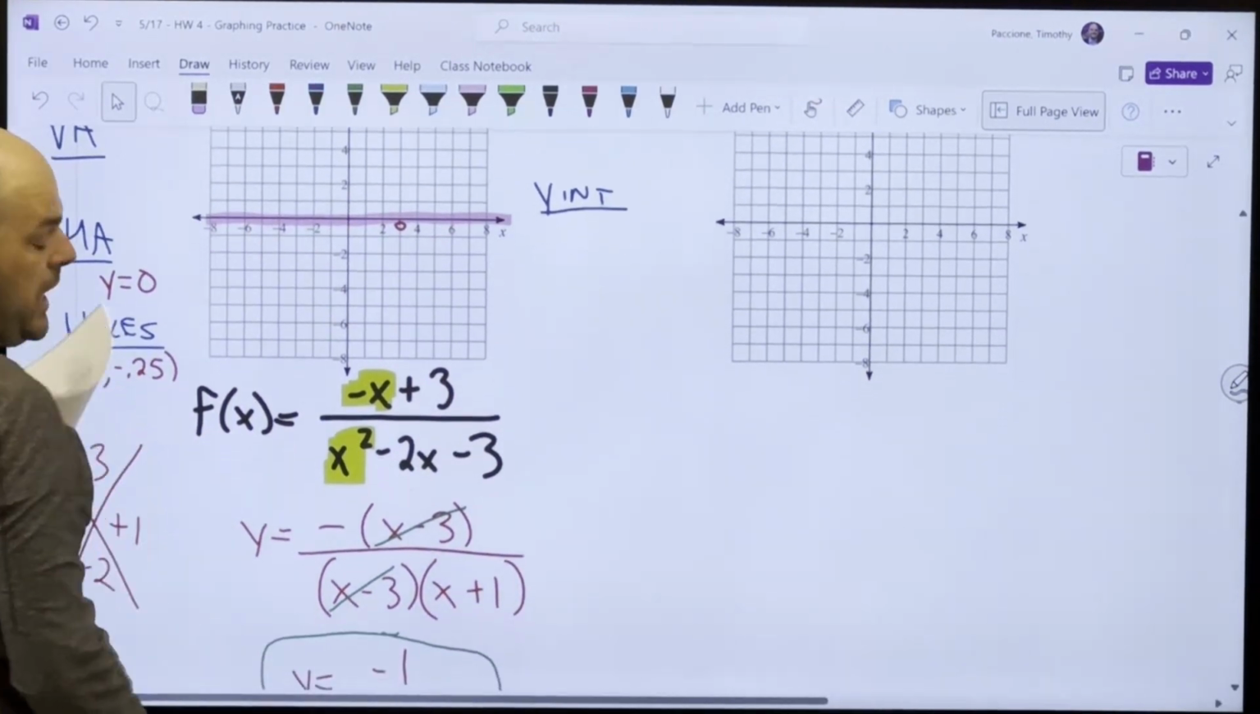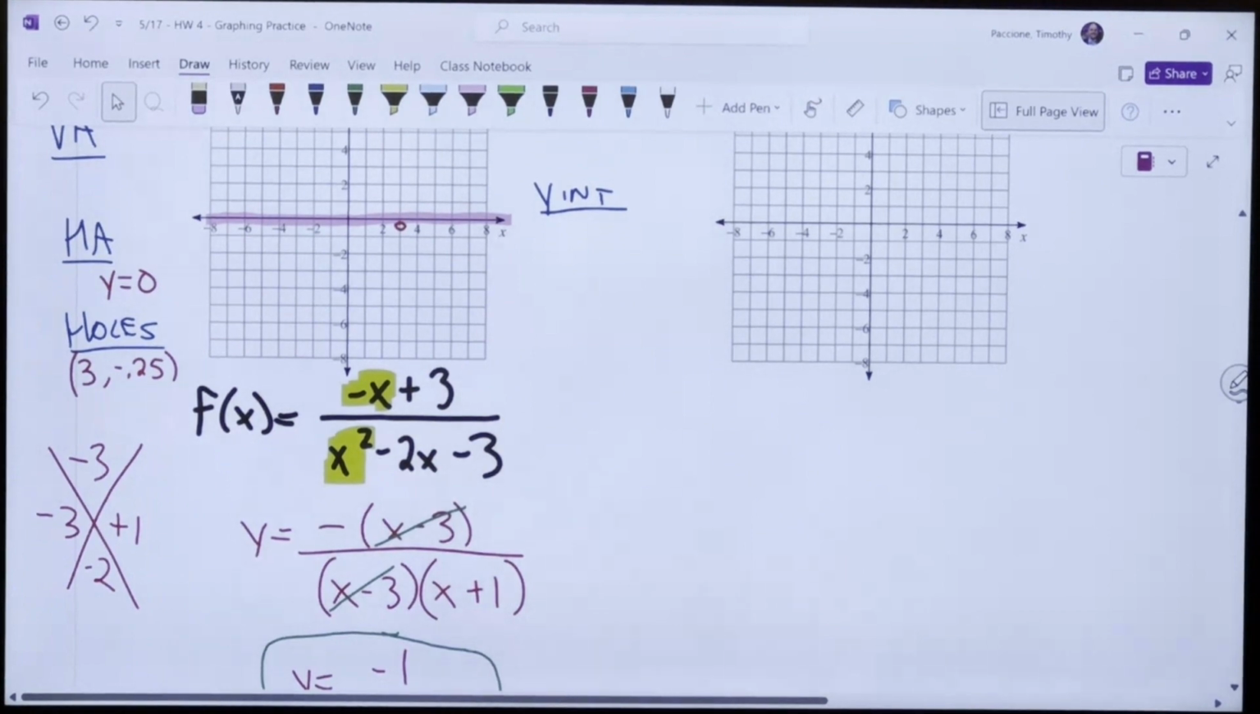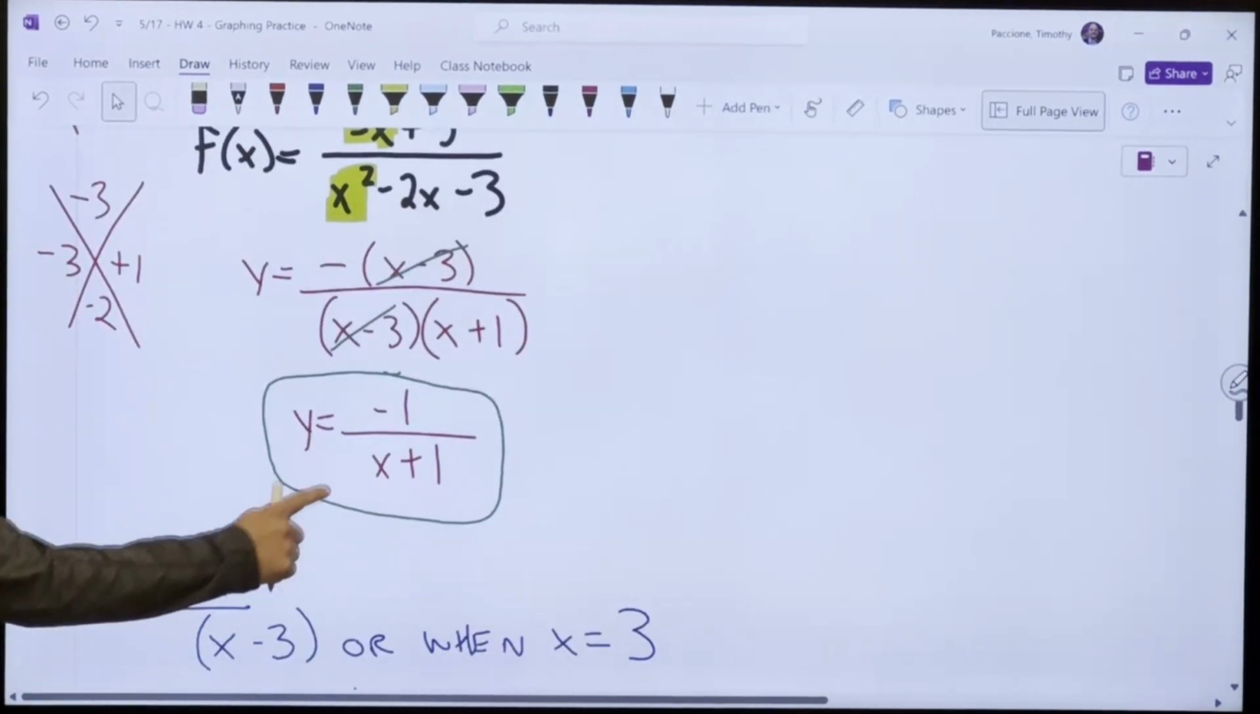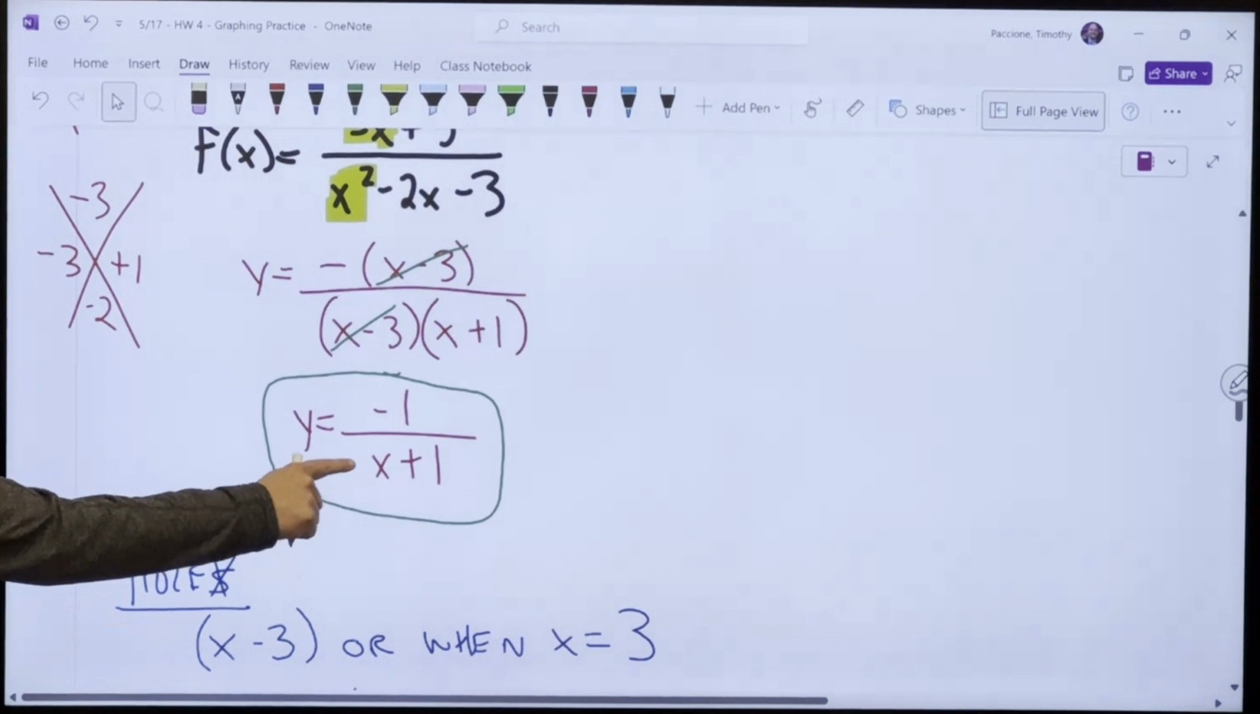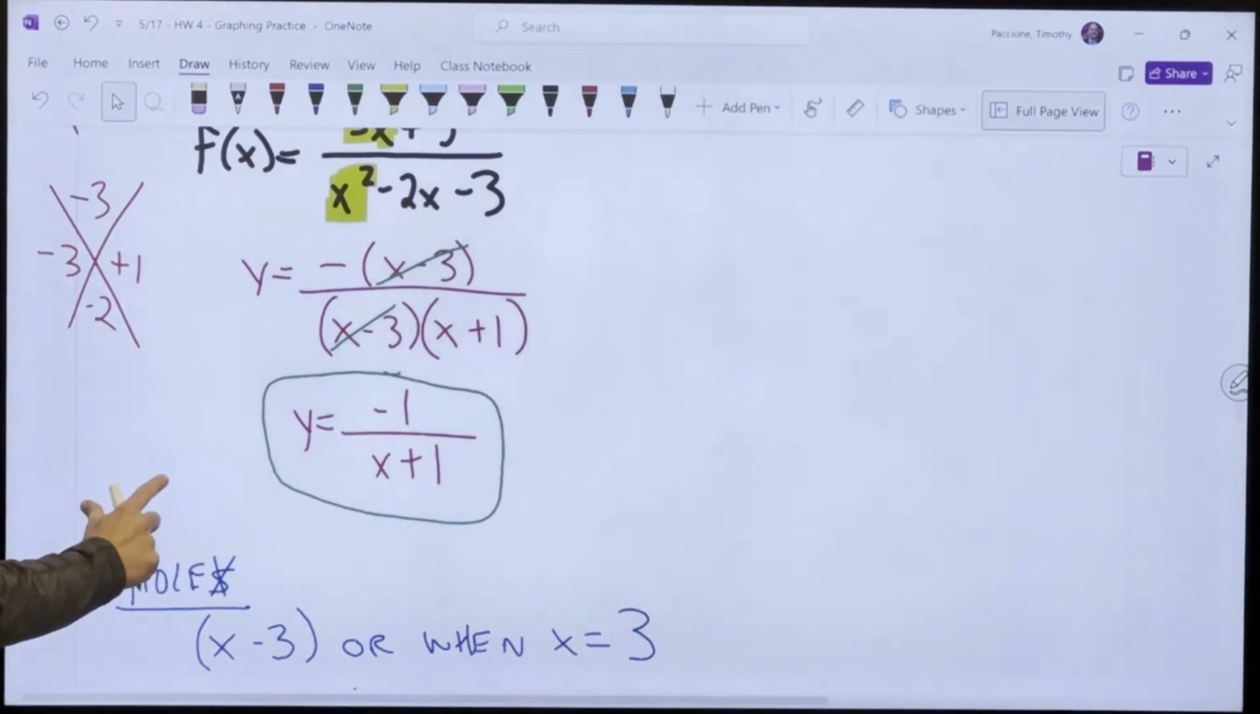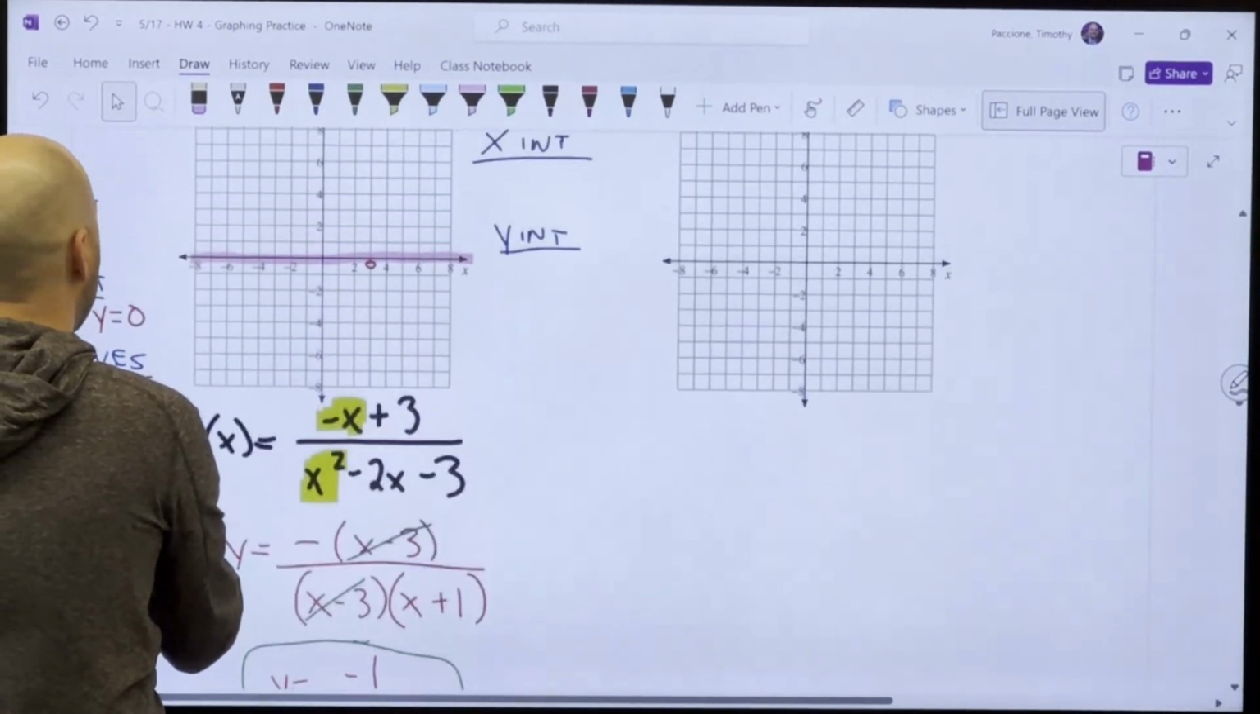How do you get the negative 0.25? I plugged in 3 into that, and that gave me the y that goes with it. Okay? All right, next up, vertical asymptotes happen where?